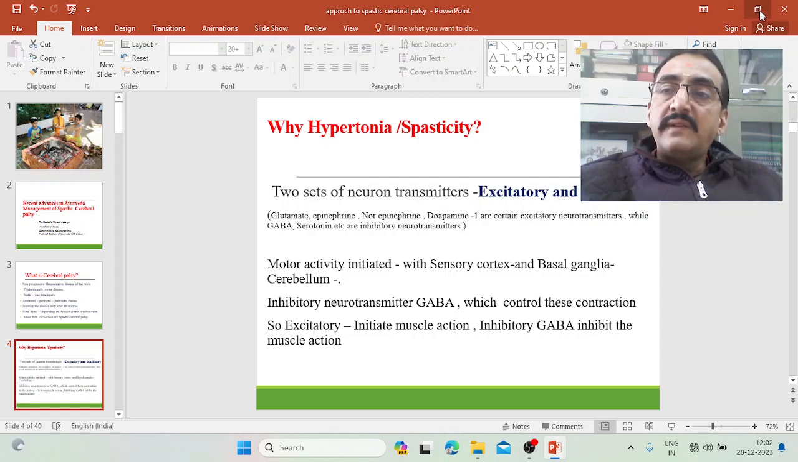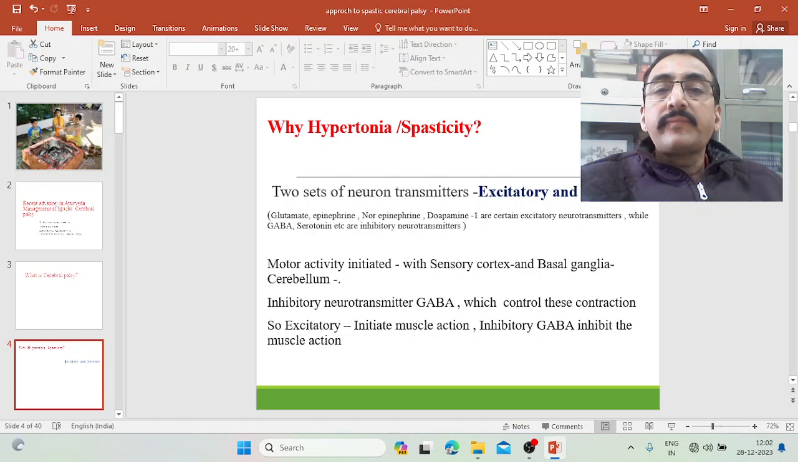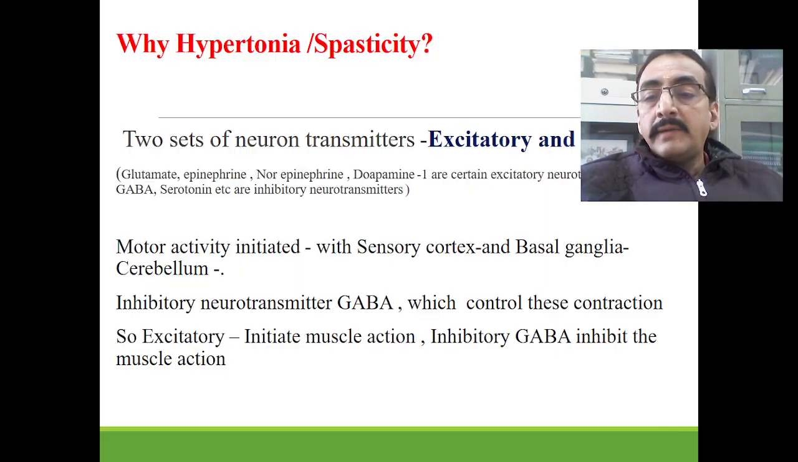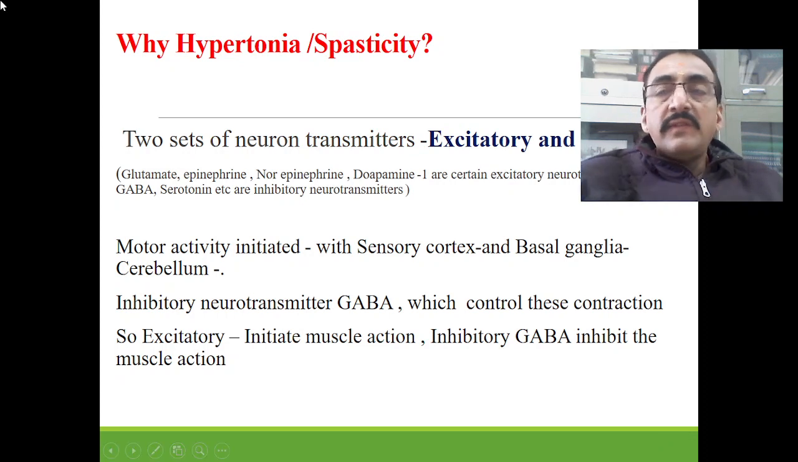Friends, in the last class we were discussing cerebral palsy, and we have seen some of the basics of cerebral palsy. Now, 70% of the cases are basically because of spastic cerebral palsy. Okay, spastic type of cerebral palsy. So in spasticity, the basic problem is always contraction of the muscle.